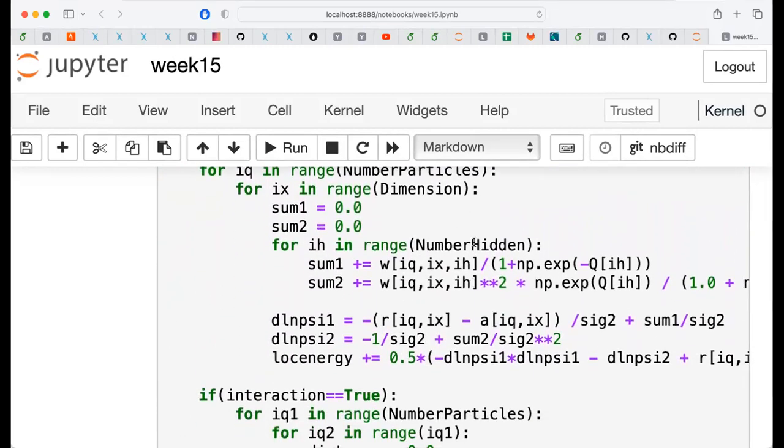So we sum over the hidden nodes. Sorry, this is allergy season.